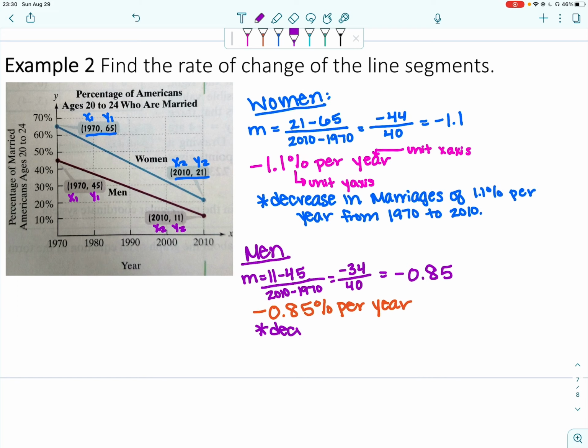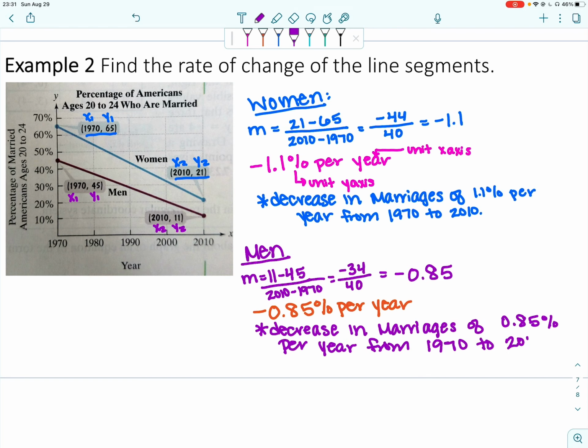So the men's marriages are seeing a decrease of negative 0.85%. Oh, wait, but I have the word decrease, so I don't need the negative, because that would then be like a double negative. So a decrease in marriages of 0.85% per year, from 1970 to 2010.